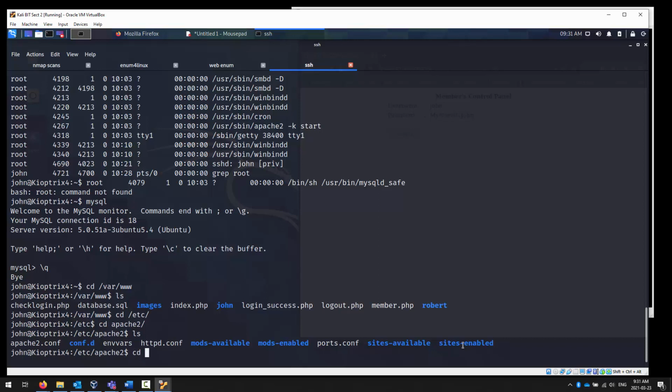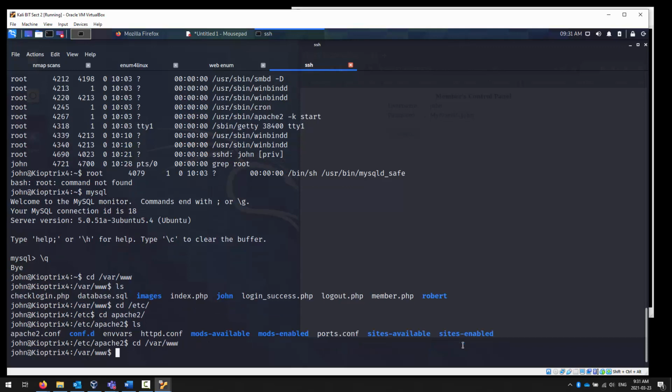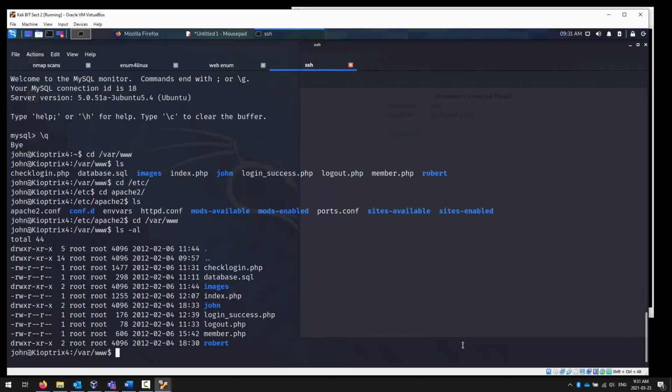We're going to take a look at /var/www and do an ls -al again, and we will see we're not seeing a config file anywhere. There's no config file here. There is the checklogin. All right, that looks like something that might hit a database. So let's see what that one says.